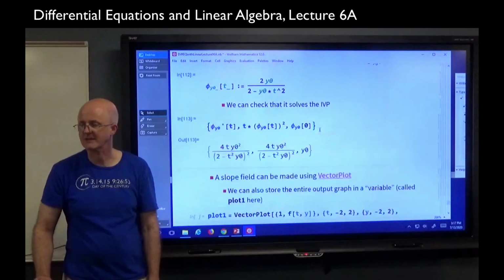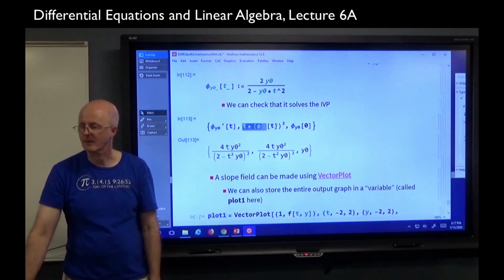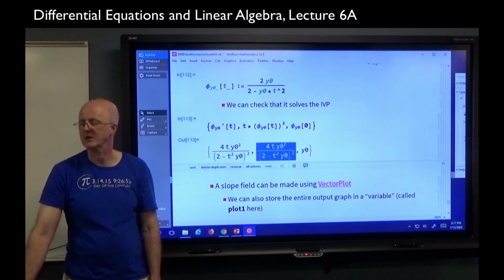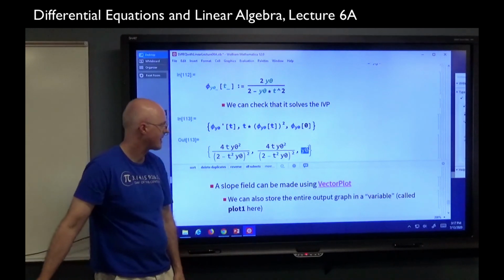I can once again check that it solves the IVP. This is the left-hand side. This is the right-hand side when I plug the function in, and I can check the initial value as well by plugging in 0 to get these two things to be equal. That's why it solves the differential equation, and this is emphasizing the initial value of y is y0.